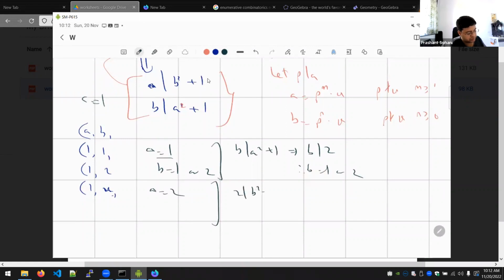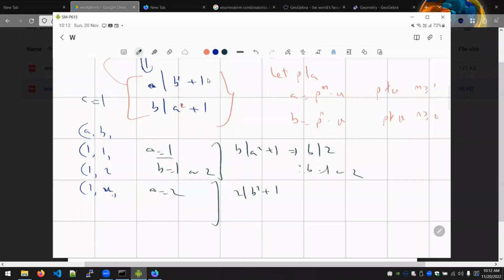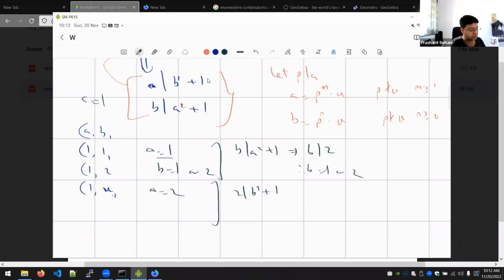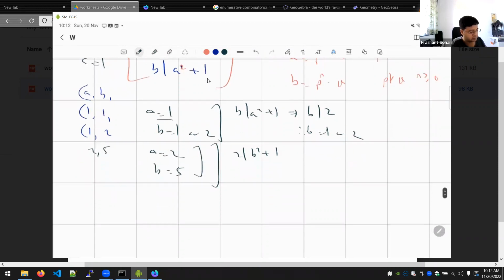So B has to divide 2 squared plus 1, that is 5. So 1 and 5. And out of that, 1 is already done. I mean AB is symmetric, right? So you can consider without loss of generality that B is greater than or equal to A. So therefore B is equal to 5 is the next possible solution. So 1, comma 2, 2, comma 5. And this is the only possibility. So we can move on to the next one.